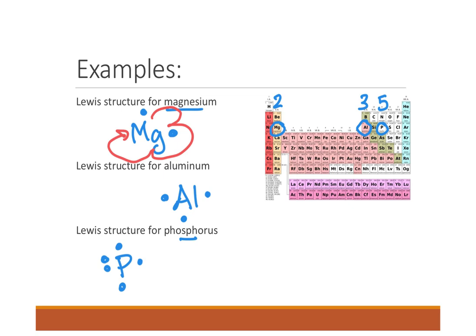You'll have time to practice this for individual elements and ions, and then we'll go on to putting 2 elements together to make a compound, showing how they will actually form the molecular structure using these Lewis dot diagrams as the basis.